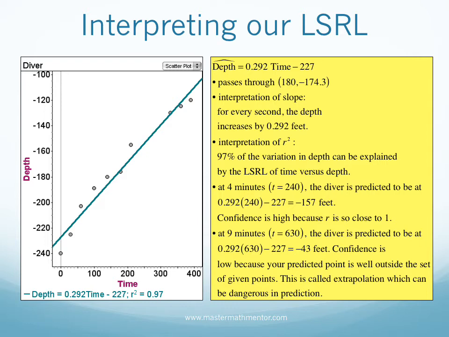This is called extrapolation, which can be quite dangerous. For example, I might be willing to predict the price of gas tomorrow, but I wouldn't be at all confident predicting it a month from now.